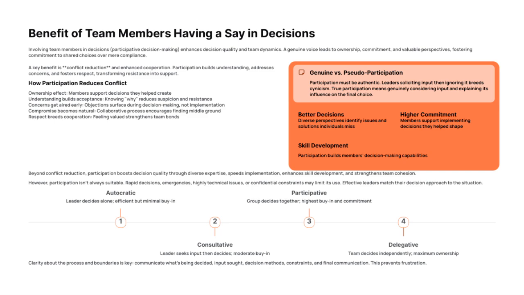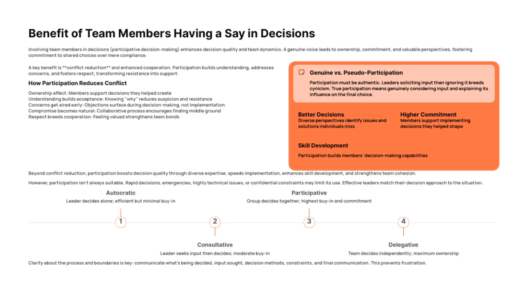Genuine participation is essential. Leaders need to genuinely consider input, not just ask for it and ignore it. True participation means listening carefully, considering what's shared, and explaining how that input influenced the final decision. This authenticity creates an ownership effect. Members are more likely to support decisions they helped create. It also fosters understanding, which reduces suspicion and resistance.